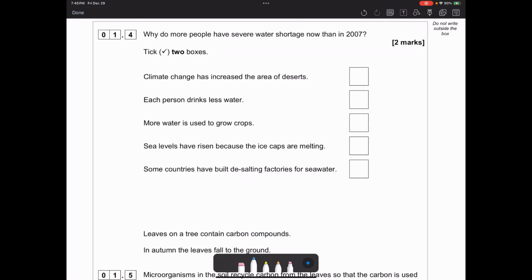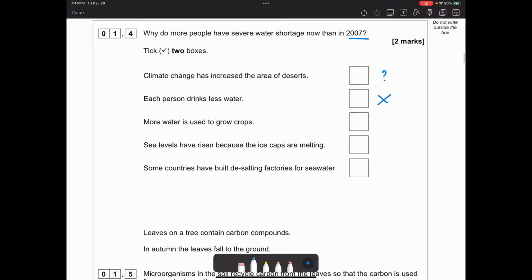Question 1.4. Why do more people have a water shortage now than in 2007? So what is causing a greater water shortage? Is it that climate change has increased the area of deserts? Well, potentially, but we'll look at all of the options, so maybe that one. Each person drinks less water, well, that wouldn't create more water shortage. More water is used to grow crops. Well, yeah, potentially if more water is being used.